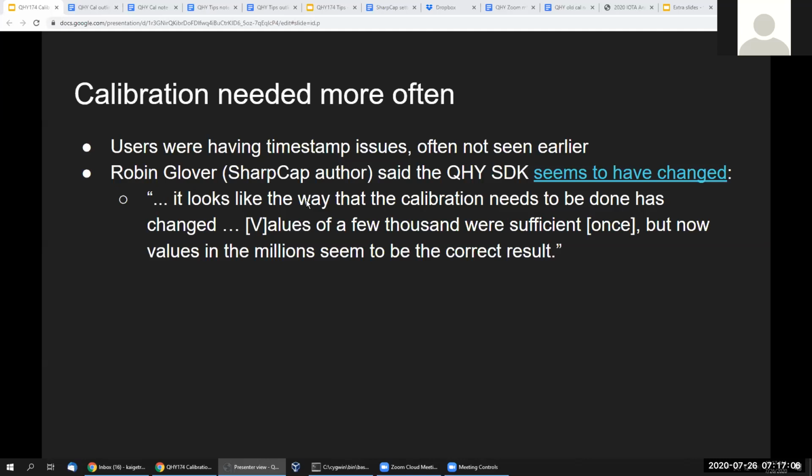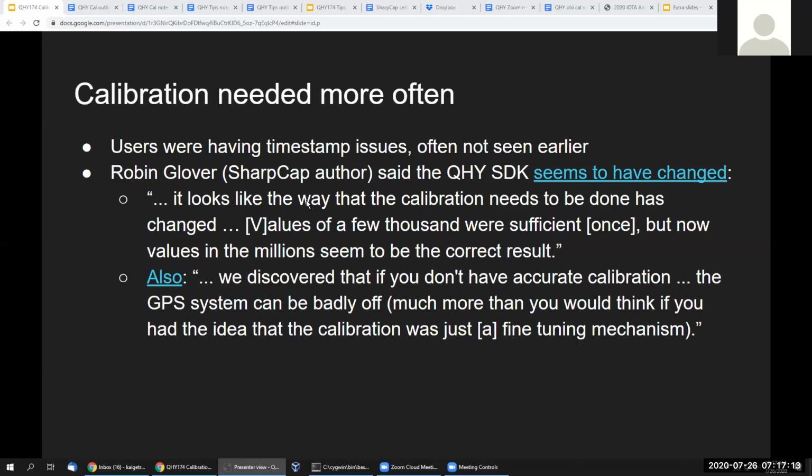And that seems to have changed. So it used to be we could set a few values in a few thousand, and we were fine. Now we need to set values in the millions. He also noticed that if we're off, it seems to make a bigger deal now. So this is kind of, I think, the root cause, a leading suspect of the root cause of our problems with the later versions of SharpCap. It's not necessarily SharpCap changing so much as Robin feels the QHY SDK has changed. And in fact, recent SharpCap versions have tried to work around these issues, but as we've seen, are not entirely successful yet.